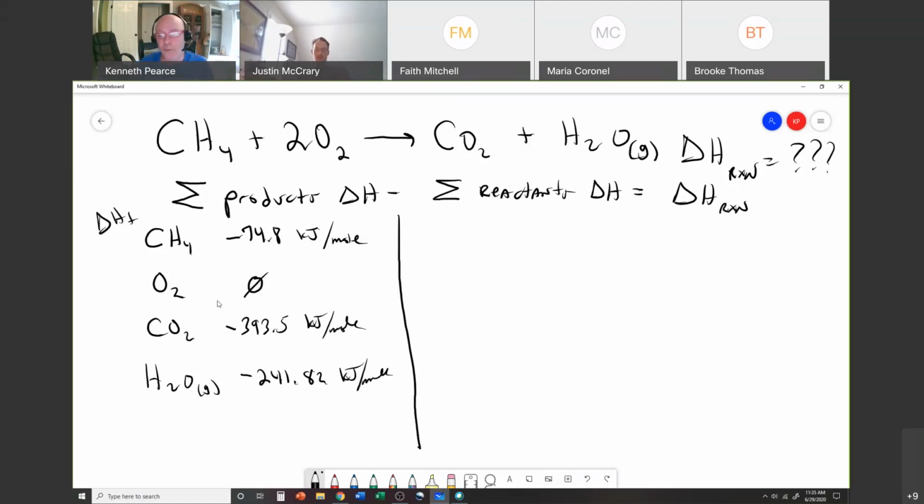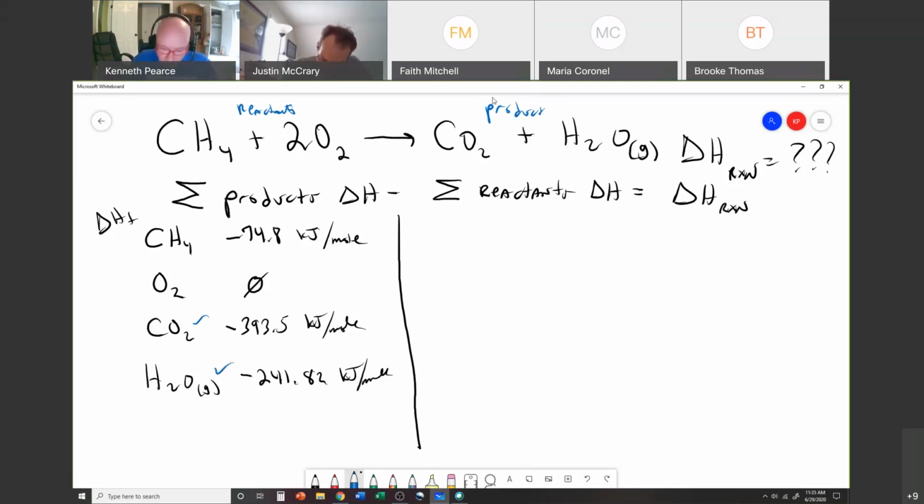We're just doing products minus reactants. So what are our products? This is where it's important that we know our right hand. Remember I said way back when, you've got to know your left hand from your right hand? Well, this is the case where you better know your left hand from your right hand. The right-hand side is your products. So these are your products, and these are your reactants. It's products minus reactants. So let's take a look at the products. What are the products? It's carbon dioxide and water.